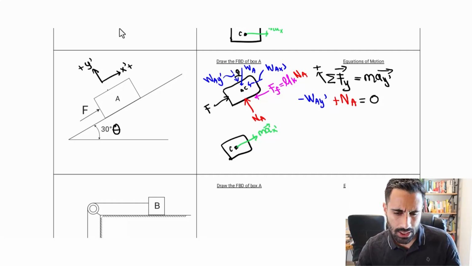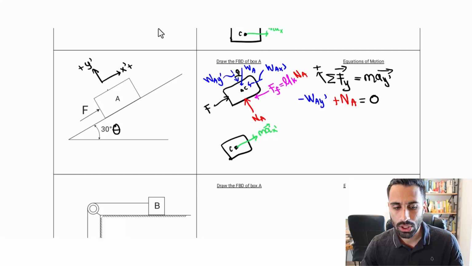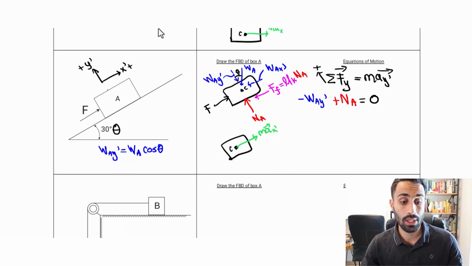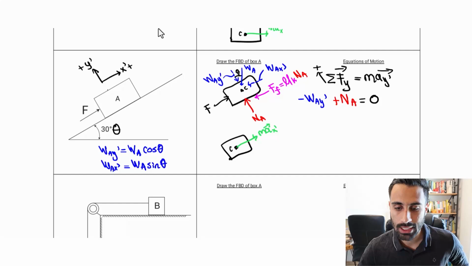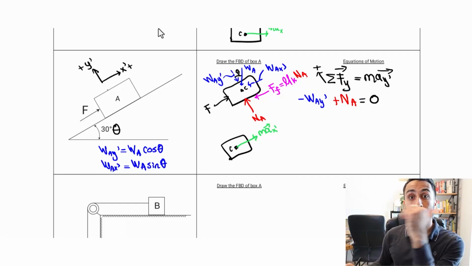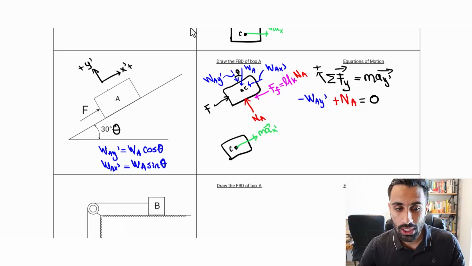Now, the thing about this is that W_A y prime is a little tricky. We need to break that down in terms of W_A. This is going to be W_A cosine of theta. We talked about that before. W_A is the magnitude, and it's going to be W_A cosine of theta, knowing theta is located there. W_A x prime is going to be W_A sine of theta, the opposite of cosine of theta. Talked about that also in the statics video. So that's what we put in there. We can find the normal at A, which we'll use in the next equation of motion equation.